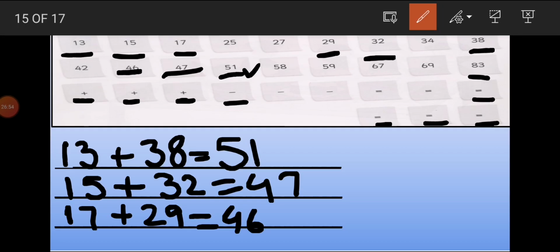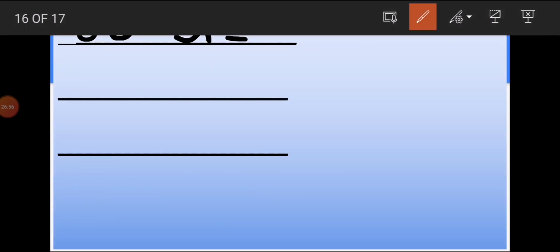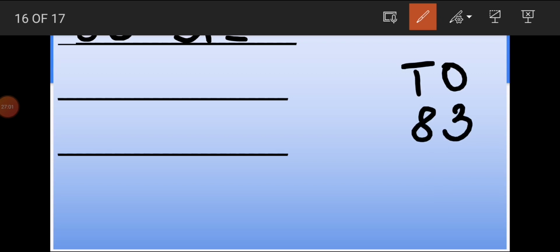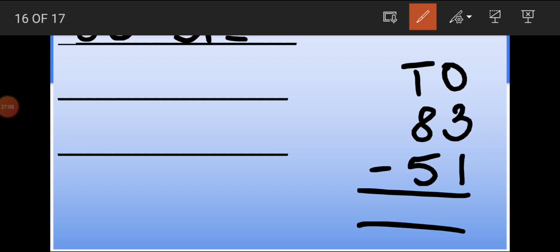Now I'm writing here ones and tens. In number 83, 3 is ones and 8 is tens. In number 51, 1 is ones and 5 is tens. Now subtract them.